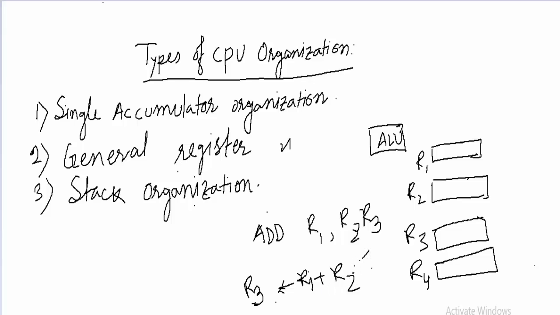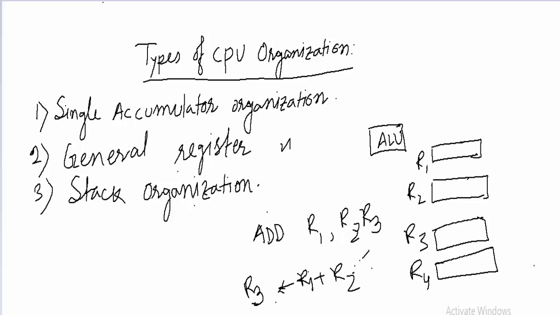The advantage of general register organization is that the number of instructions required to write a program is going to be very few. So this is the advantage of using general register organization. But the disadvantages are that first, we need a lot of registers, and the size of the instruction is very big, so the instruction register should also be very big.